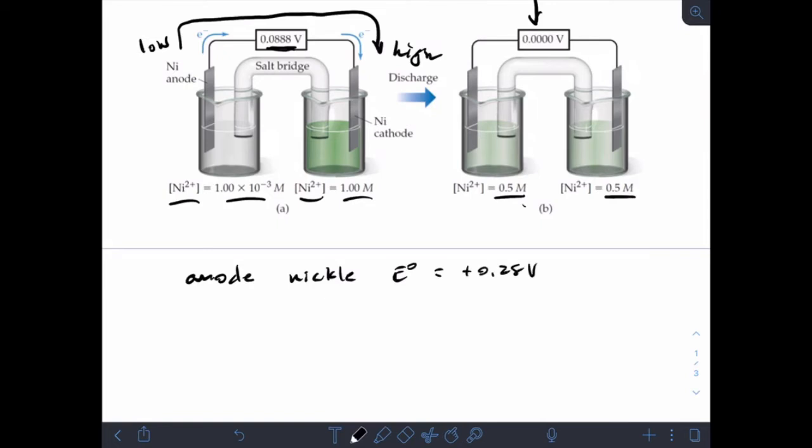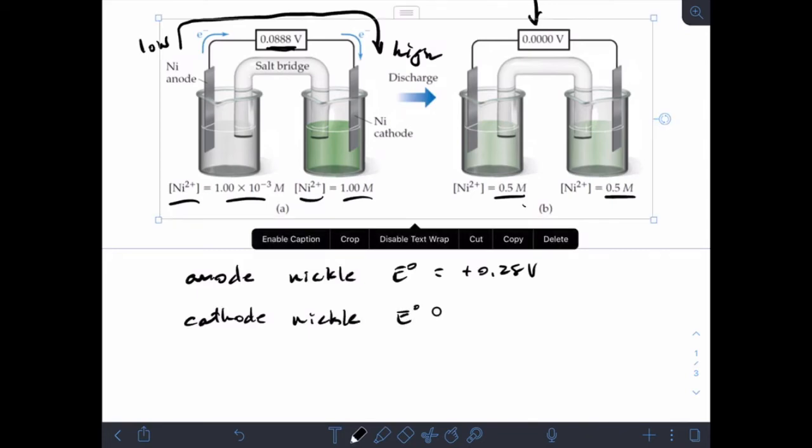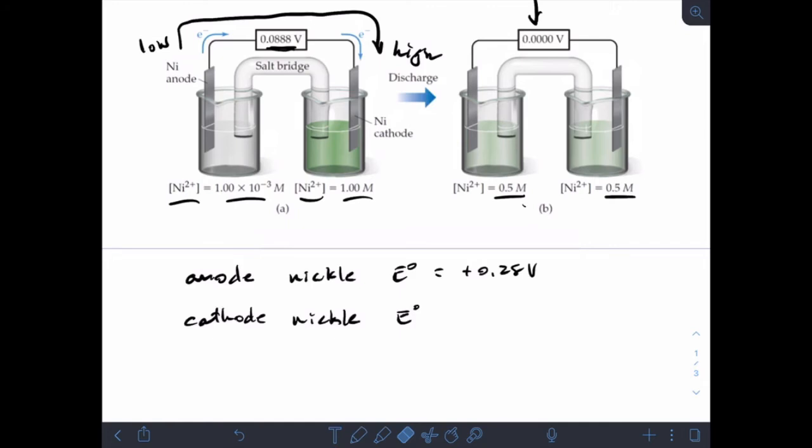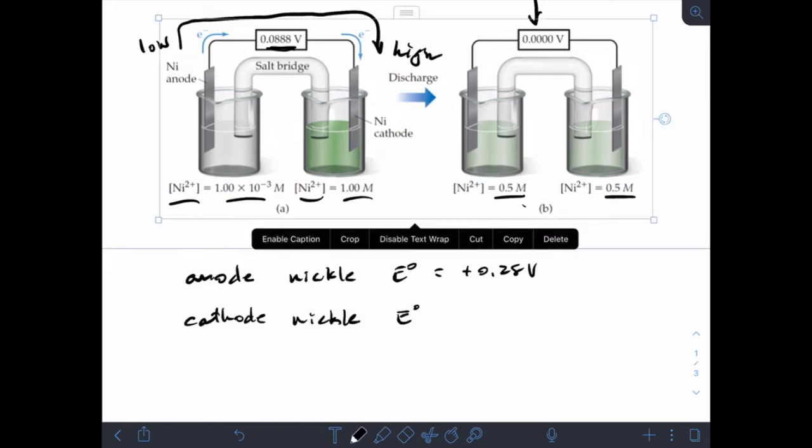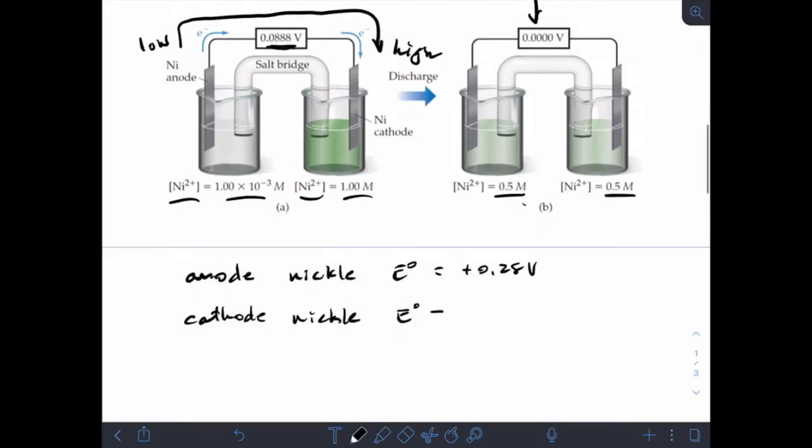The cathode side is also nickel, which means that it also has an E0 of, how can I start writing a plus or an equal sign and end up with a circle, I don't know. Come on.